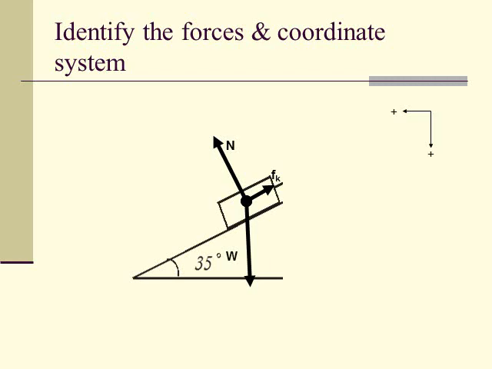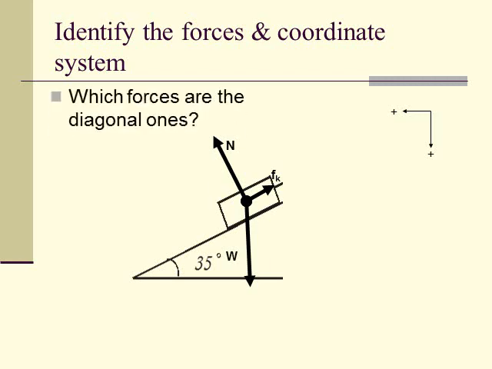I'm going to say down is positive, and to the left is also positive. I'm going to say that because the block is moving down and to the left. Next thing we need to do is to split up our diagonals. This is just the standard steps we always follow. So draw a free body diagram, and then we find our diagonal forces and we split them up.